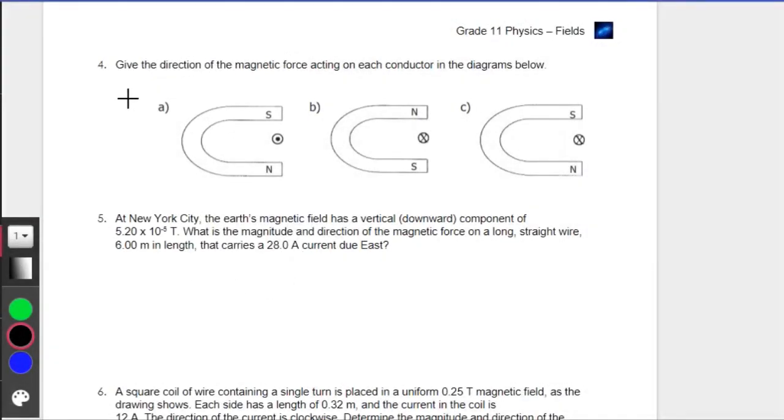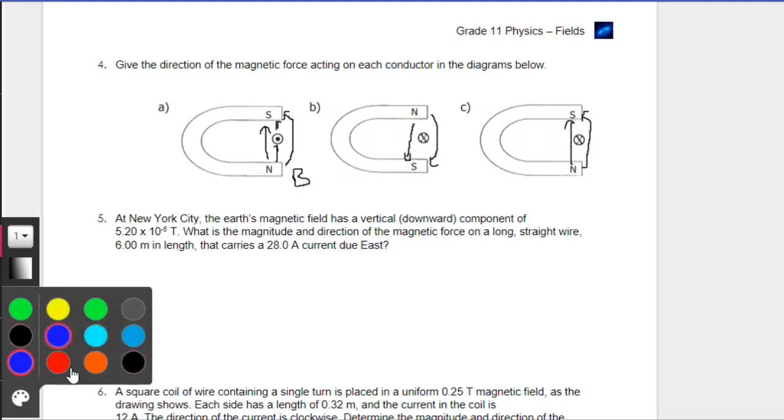Number 4, we're asked to give the direction of the magnetic force acting on each conductor in the following diagrams. So you do have some magnetic forces traveling from the northern side over here to the southern side. And so we could draw that for all of them right over here. North to south. This is going to be our magnetic field, right like that. That's our magnetic field.